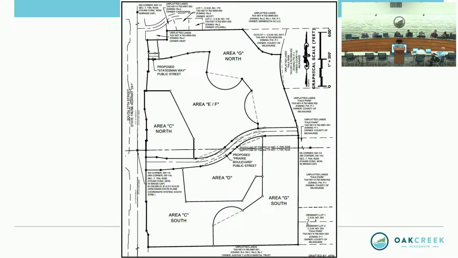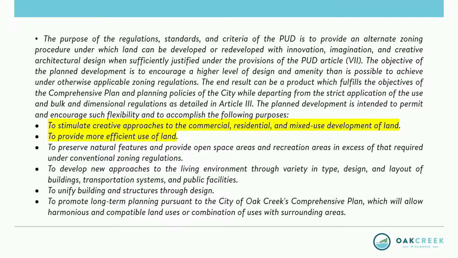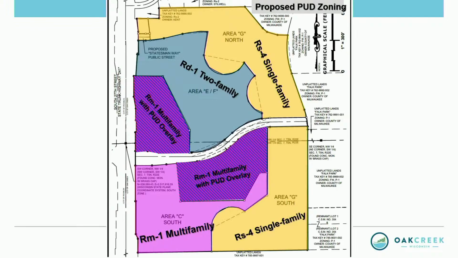So the areas we're talking about this evening are only area C North and area D, which are in the middle of the screen here. And just to recap, the purpose of a planned unit development, this is a lot of text, I'm not going to read it to you verbatim, but 2 of the reasons and intent to allow for a planned unit development is to stimulate creative approaches to development and mixed use of land, and also to provide more efficient use of the land.